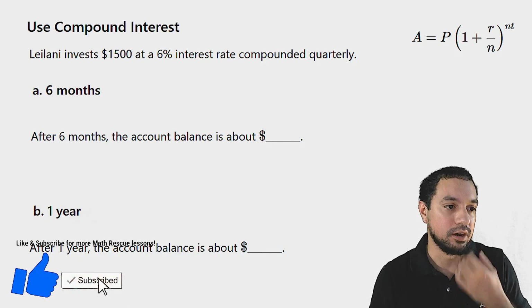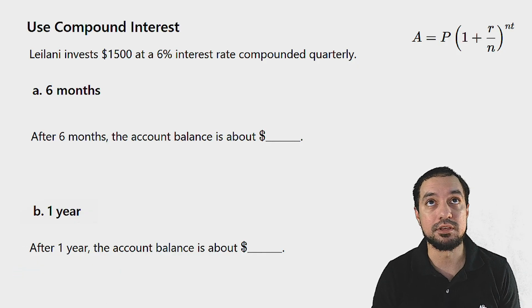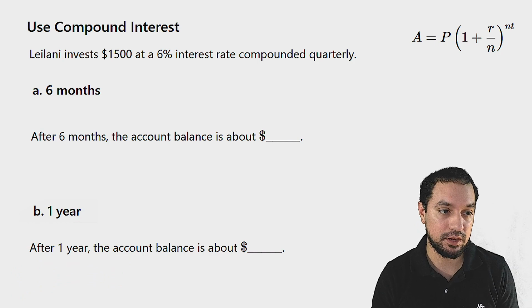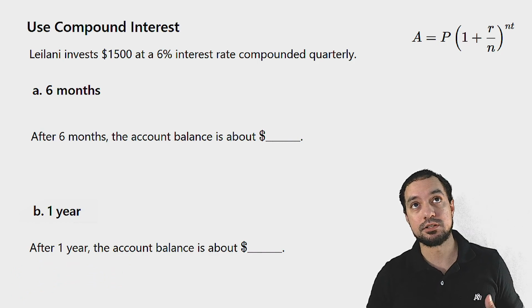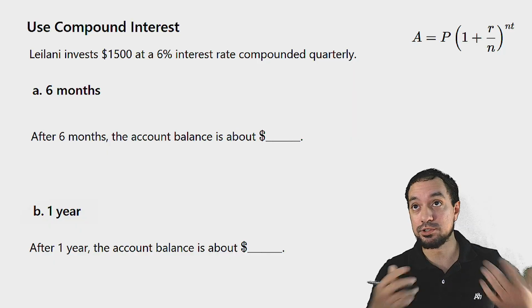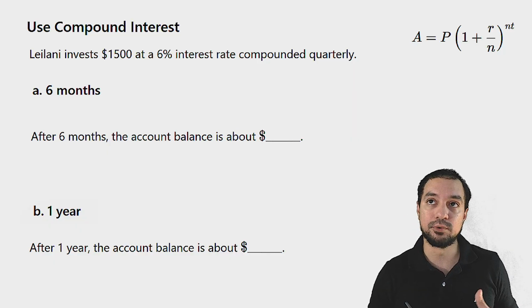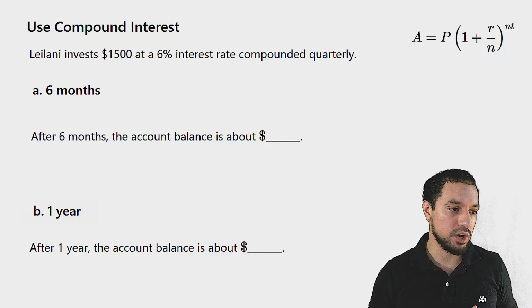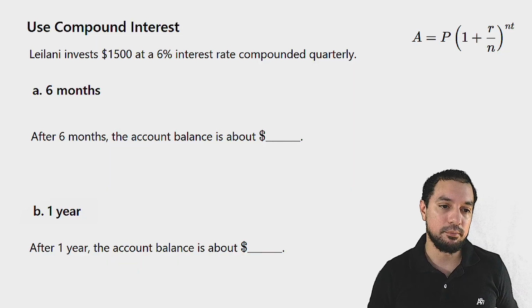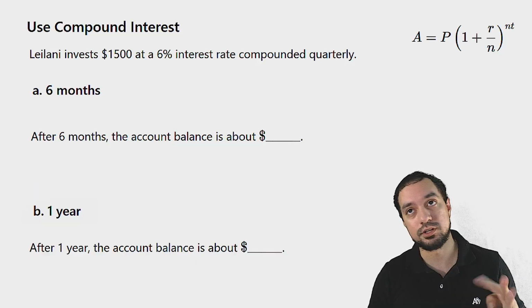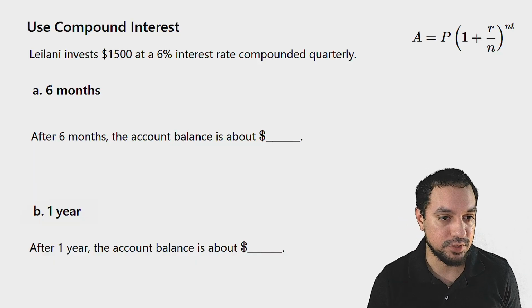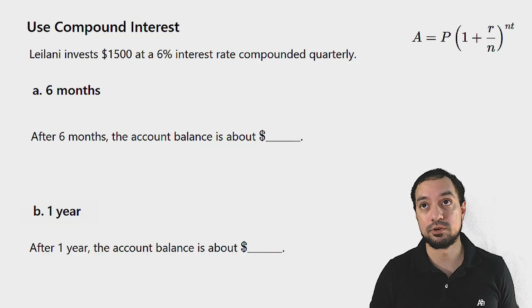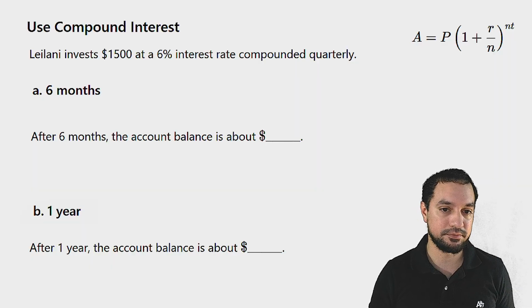Alright, so in my top right corner, I have the compound interest formula. There are three different interest formulas that you need to be familiar with. This is one of them. This is the compound interest formula. So our question says Leilani invests $1,500 at a 6% interest rate, compounded quarterly. Quarterly, there are 4 quarters in a year, so that means her money compounds 4 times in a single year.